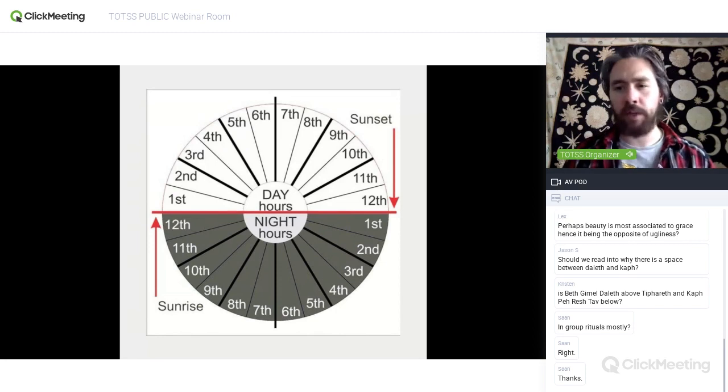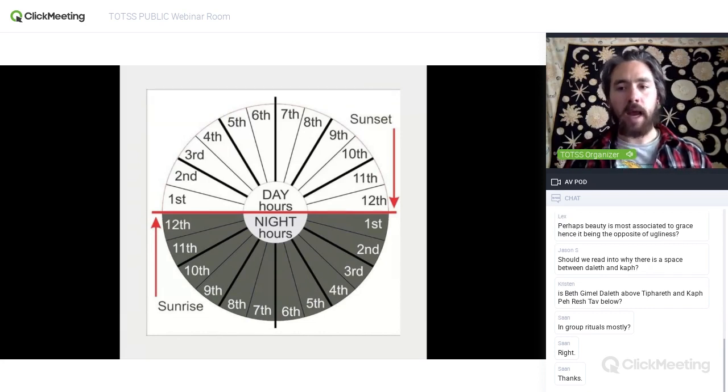The math still gets complicated because the time of sunrise changes every day and so on. But as we approach the summer solstice, the daytime is going to get longer and the nighttime will get shorter. And so the day hours will get longer and the night hours will get shorter. And then in the winter, the opposite happens. So on the winter solstice, the night hours are as long as they ever are and the day hours are as short as they ever are.